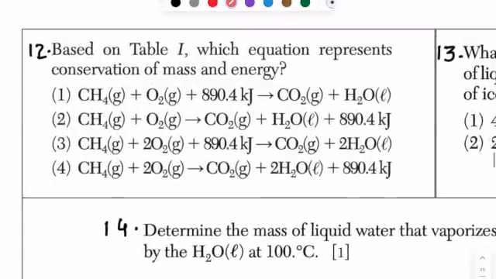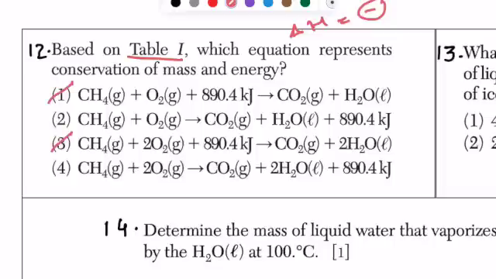Based on table I, which equation represents conservation of mass and energy? So to answer this question, you're going to have to go to table I and look at the equation for the combustion of methane. So that, I believe, is the very first equation in table I. And the energy or the heat for that reaction is negative 890.4. So if your delta H is a negative number, that means it's an exothermic reaction, and the energy should be written in the products because it's released.